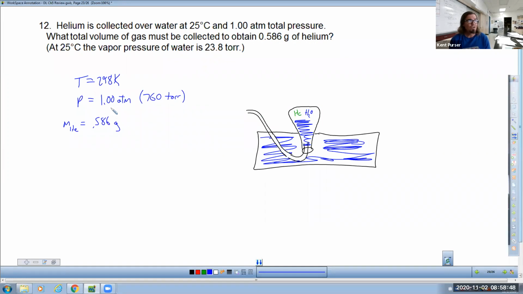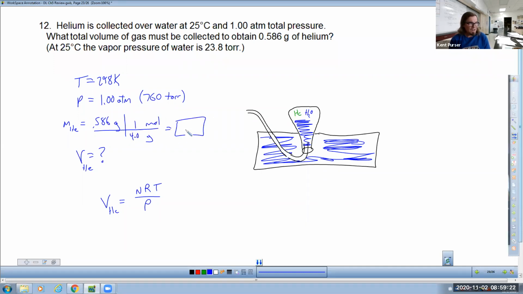First thing that I might want to do here: what total volume of gas must be collected? So what I want is to know what volume of helium. Money question. How do I get that volume? I feel most comfortable finding the volume of helium by taking nRT over P. But if I'm going to do that, I've got to have the number of moles of helium. Okay, that's easy. We'll just get out of grams and get into moles.